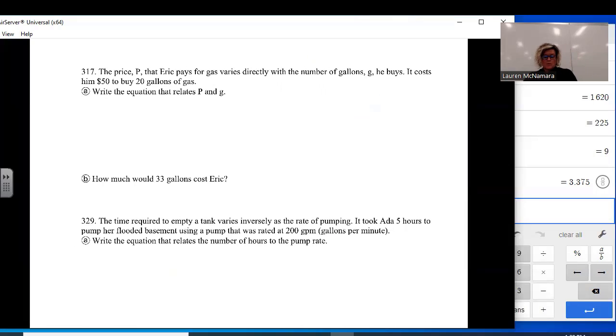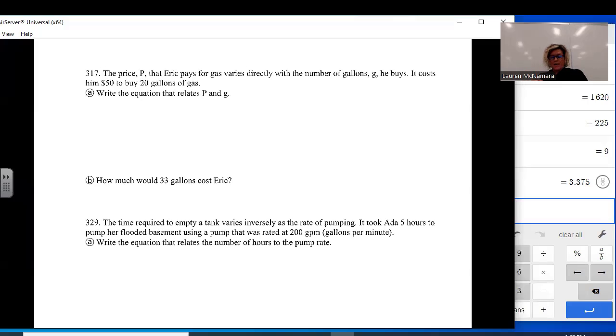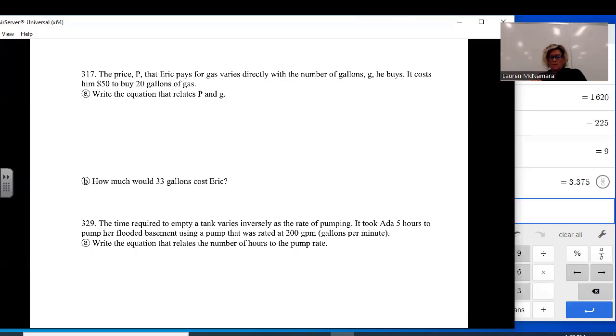So number 317 from the book. The price P that Eric pays for gas varies directly with the number of gallons he buys. It costs him $50 to buy 20 gallons of gas. Write the equation as it relates to P and G. So the price is my P, right? And it varies directly. So P equals K times G.